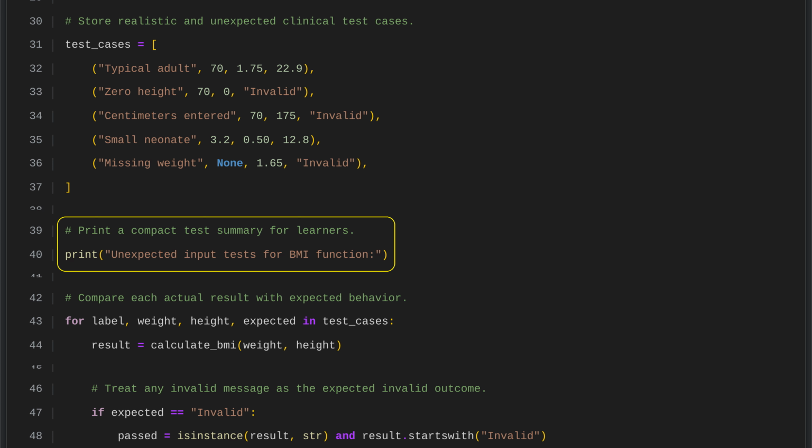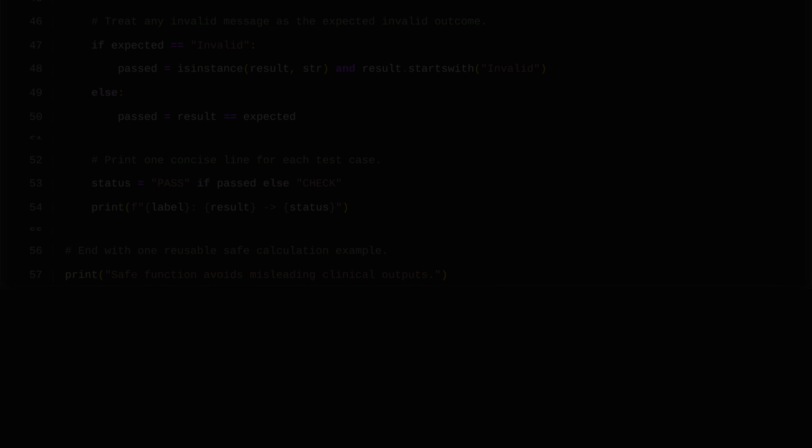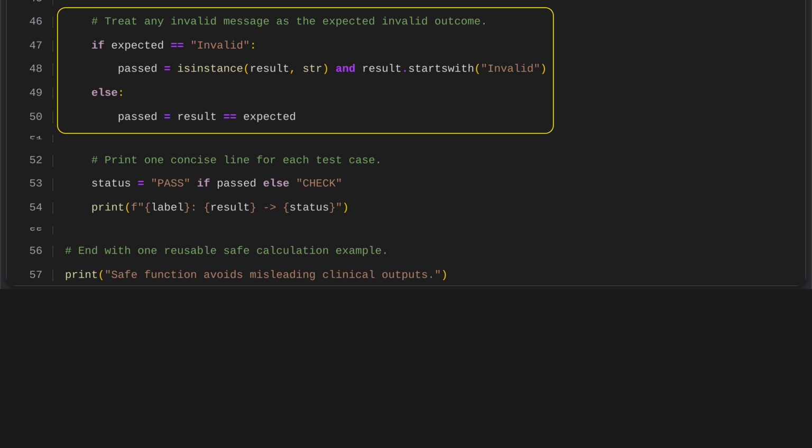The code introduces the results of unexpected input tests for the BMI function. It briefly explains what the upcoming output represents, helping learners understand the purpose of the test cases being shown. The test first checks whether the expected result is marked invalid. If so, it passes when the actual result is a string that begins with the word invalid. Otherwise, it simply compares the actual result with the expected value to decide whether the test passes.